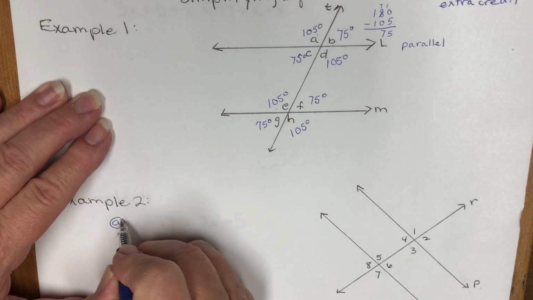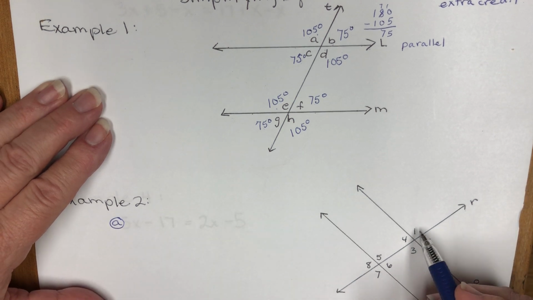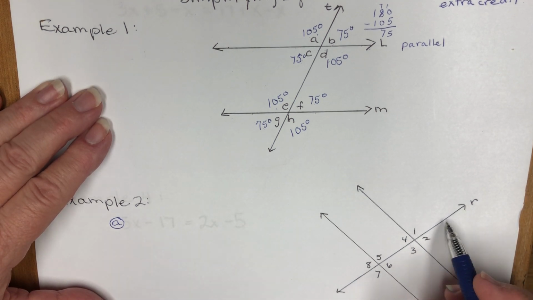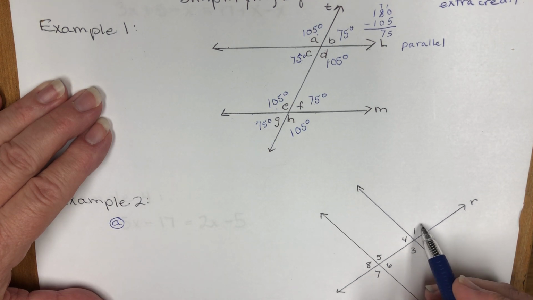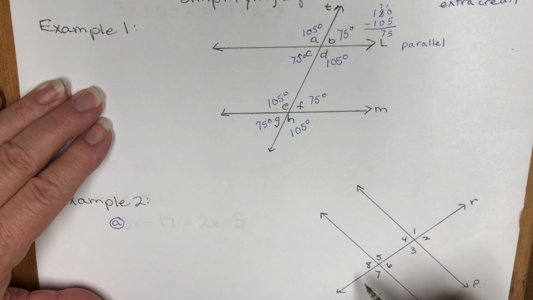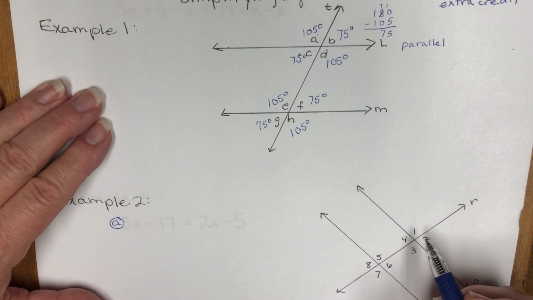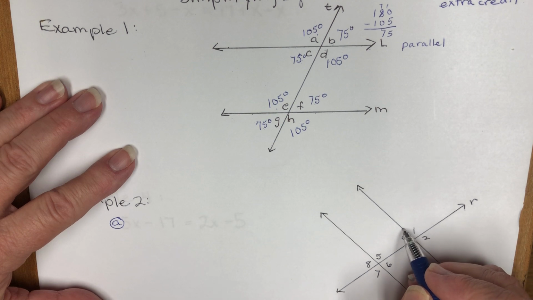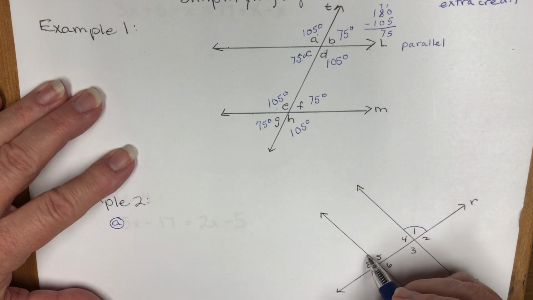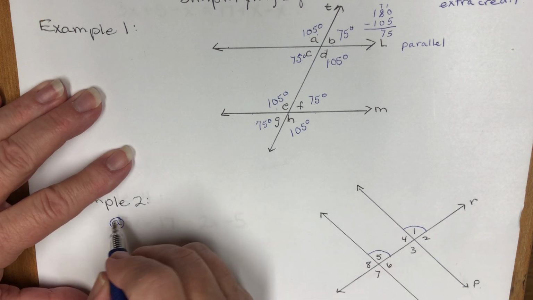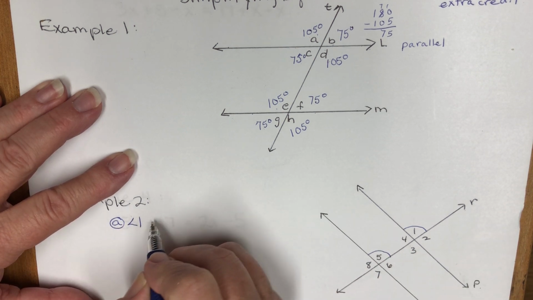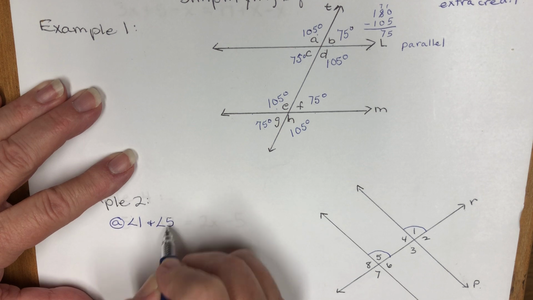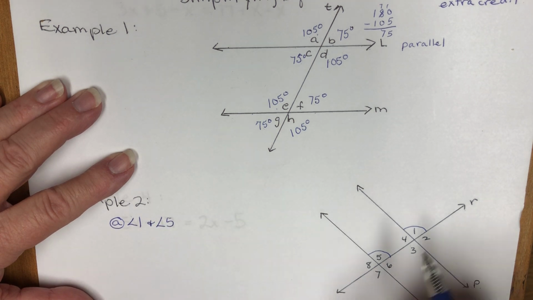So let's look at this. Corresponding angles are on the same side of the transversal. So if we look here, we've got angle 1, angle 4, angle 5, and angle 8, all on one side. But they also have the same degree measure. Corresponding angles. So angle 1 is a corresponding angle to angle 5. So I'm going to say angle 1 and angle 5. That's one pair of corresponding angles.